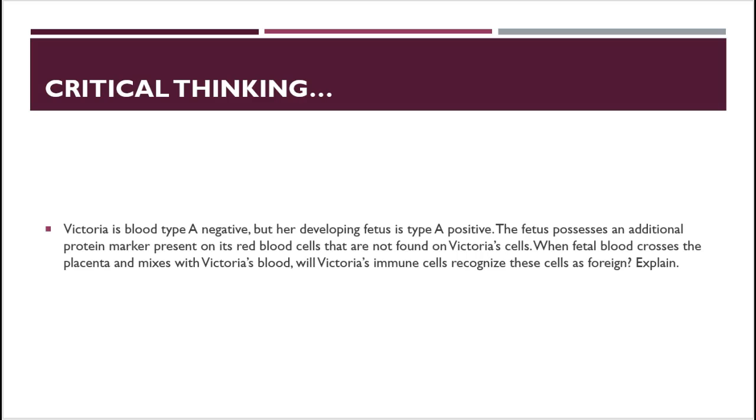Here's our critical thinking question. Victoria is blood type A negative, but her developing fetus is type A positive. The fetus possesses an additional protein marker present on its red blood cells that are not found on Victoria's cells. When fetal blood crosses the placenta and mixes with Victoria's blood, will Victoria's immune cells recognize these cells as foreign? Explain. So think about what we've discussed about antigens and substances that are good antigens or immunogens. Construct your answer, and then you can compare your answer to mine on the next slide.